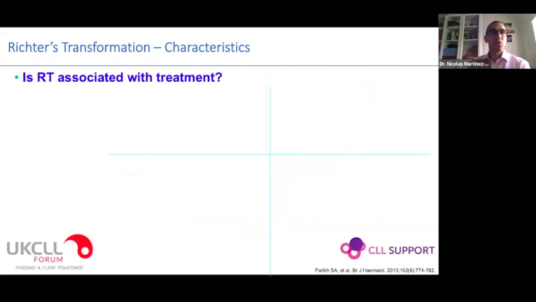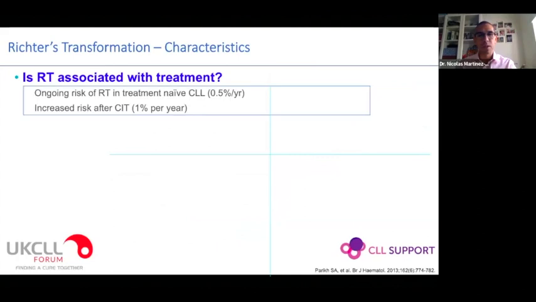So on to my next question. What can we tell the patients when you have a Richter's and the patient has had several lines of therapy for CLL? Has the treatment had an effect in this? Has this been caused by the treatment I've had? It's a really important question, and it has several nuances to it. If you look at treatment-naive CLL, long-term studies that have looked at Richter's transformation, the risk is 0.5% per year. So there is an inherent risk of transformation that comes based on the biology of the disease.